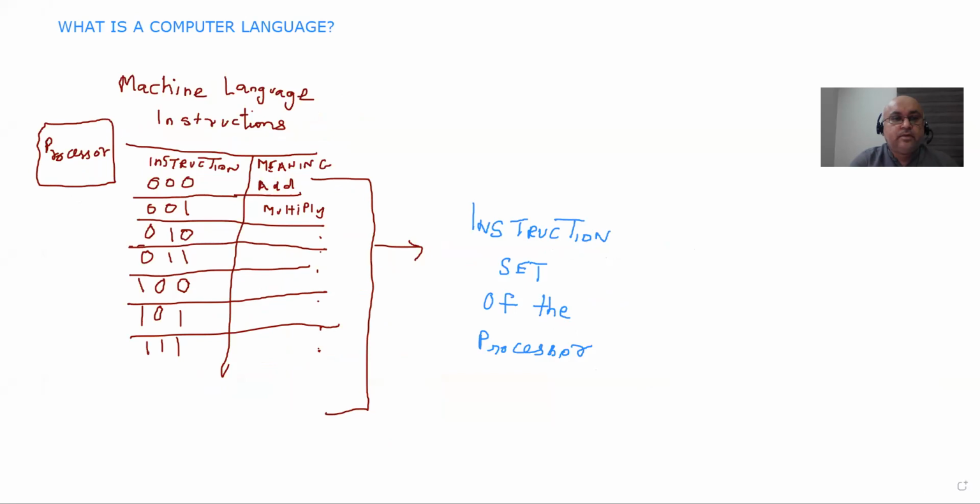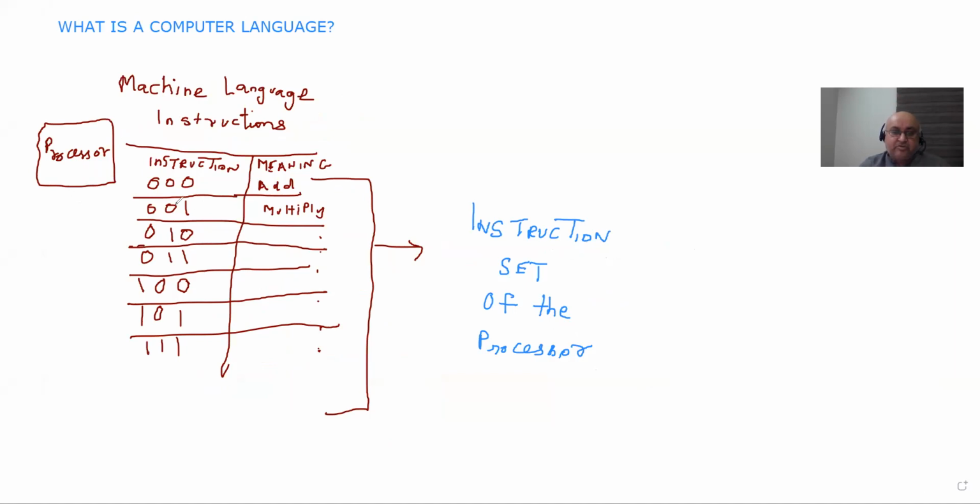Hi folks. So we'll continue with the earlier video on this topic. As you might recollect, we discussed the processor understands some language. It's called its machine language. And that machine language it understands consists of a sequence of instructions.